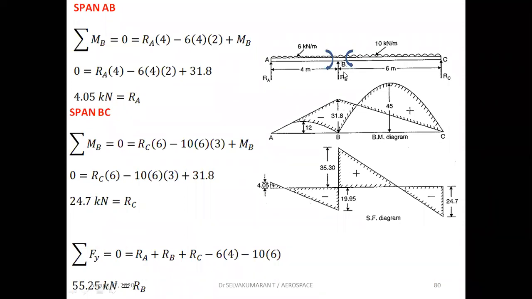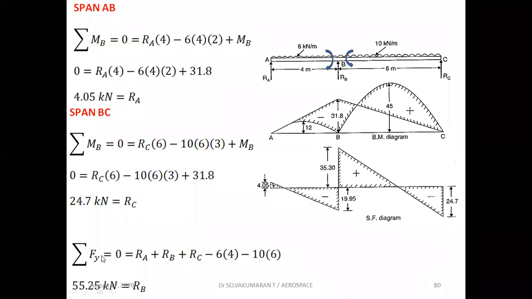RC into 4, right side, anti-clockwise positive, RC into 6, and 10 into 6 into 3, clockwise negative. With respect to B, MB is giving anti-clockwise positive. Okay, substitute here the MB value and find out RC.